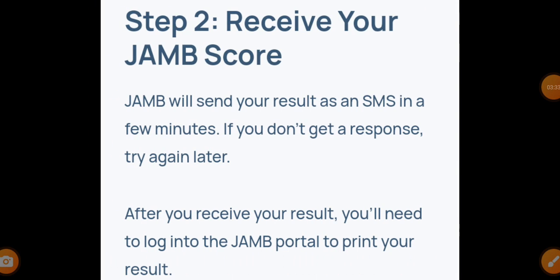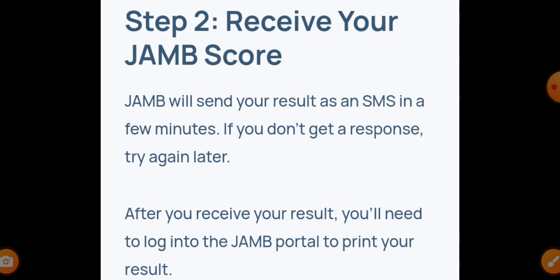Now, when you send that code, what happens? JAMB will send your result as an SMS in a few minutes. When you send it, wait for some time. Don't go and send again. When you send it, relax. Give it like 10 to 15 minutes and see if they will send it to you. If they don't send it to you, you can send it again.